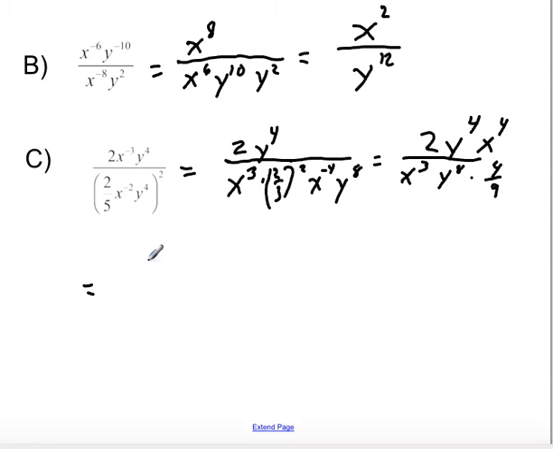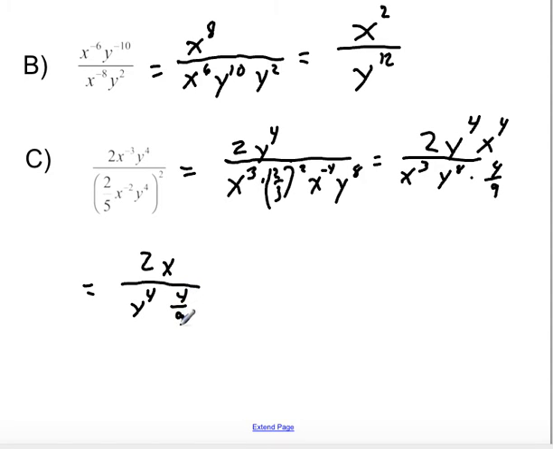So we've got a 2 up here. Working with our y's, we've got y to the 4th divided by y to the 8th. Subtract your powers and you get y to the 4th. There's more at the bottom, so the y to the 4th is going to come down here. We've got x to the 4th divided by x to the 3rd. Subtract your powers. There's more at the top, so it becomes x to the 1st up here in the numerator, or just x. And then we still have this 4/9 down here.